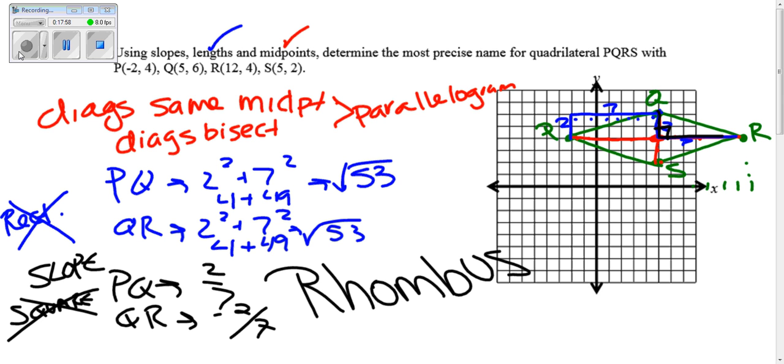So we are using all these tools to kind of go through and prove which one it is. It really helps if you're thinking on the way through, okay, what does this show me? What possible quadrilateral could this be at this point? And then kind of use your process of elimination.